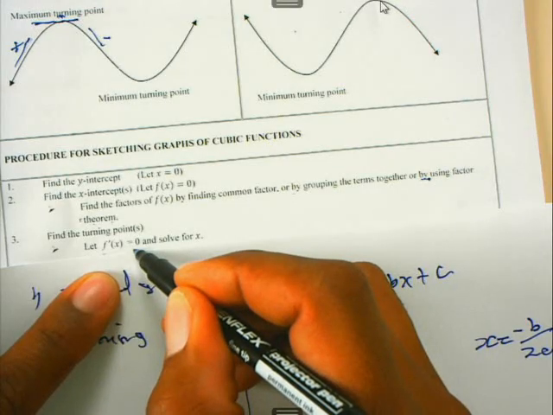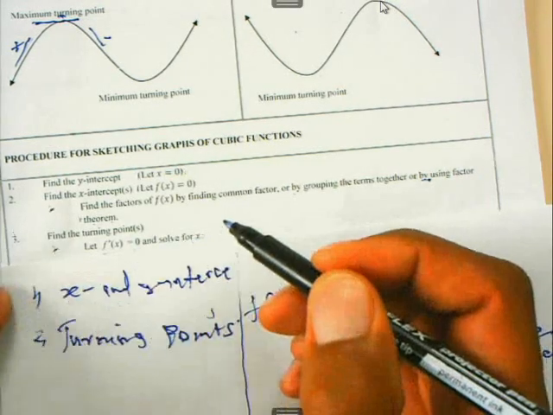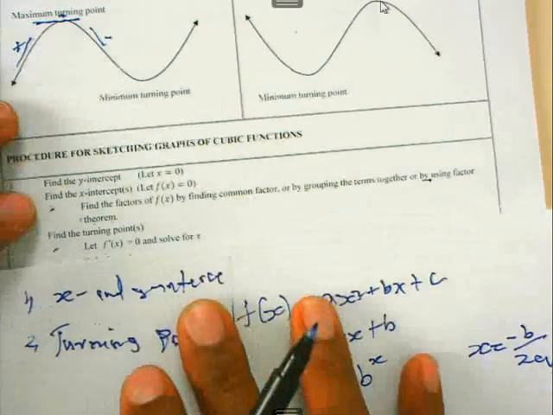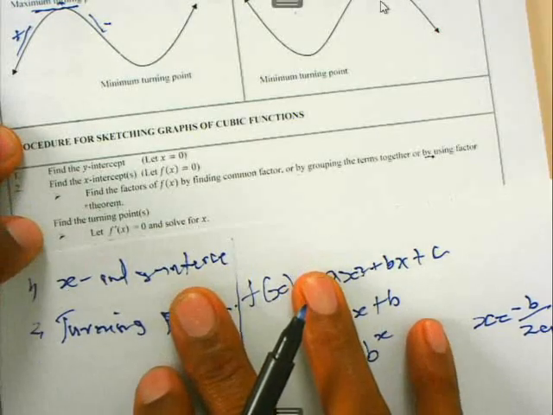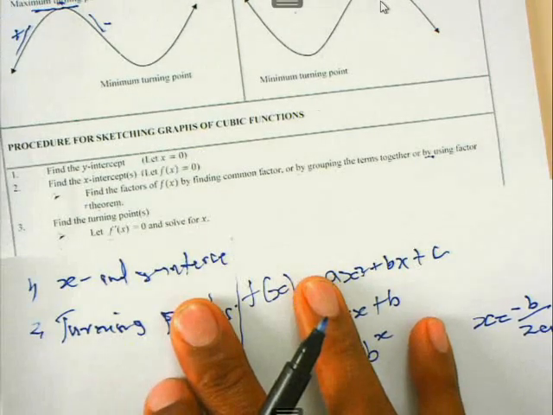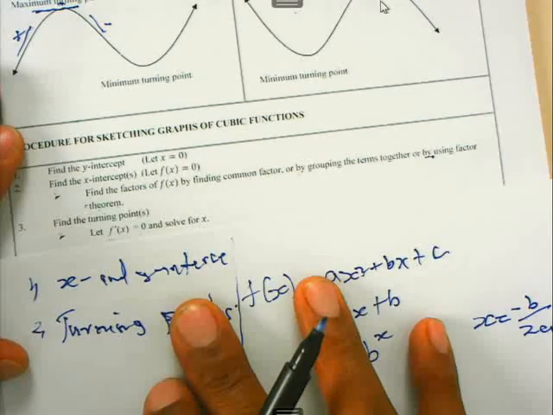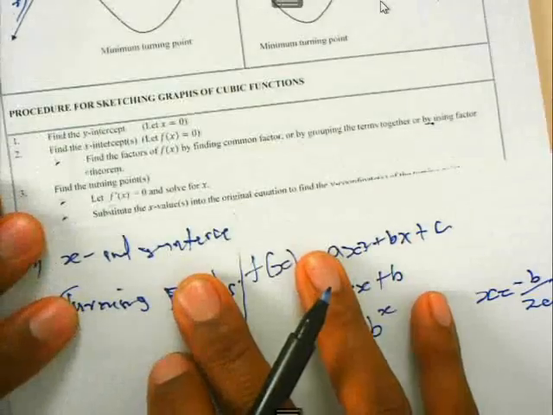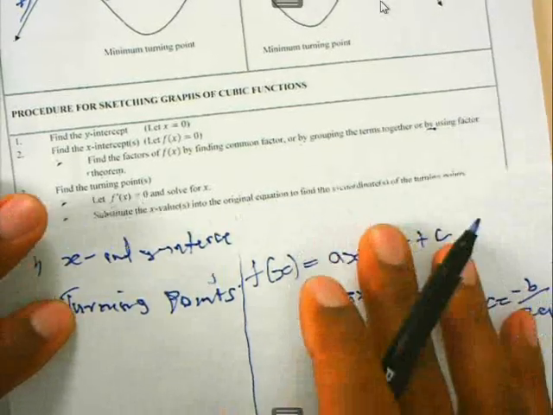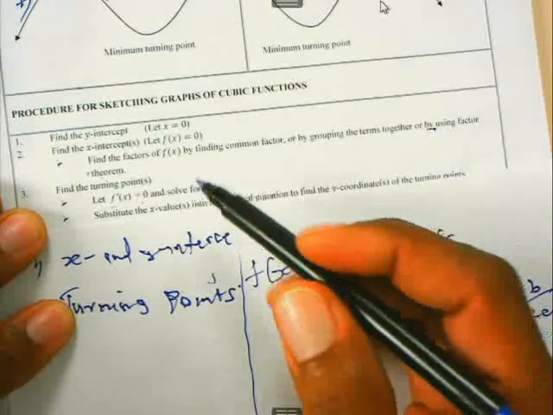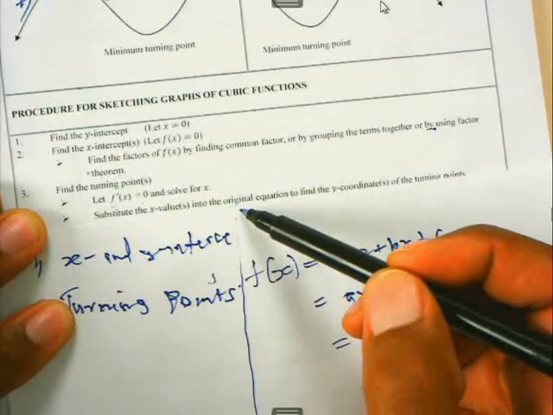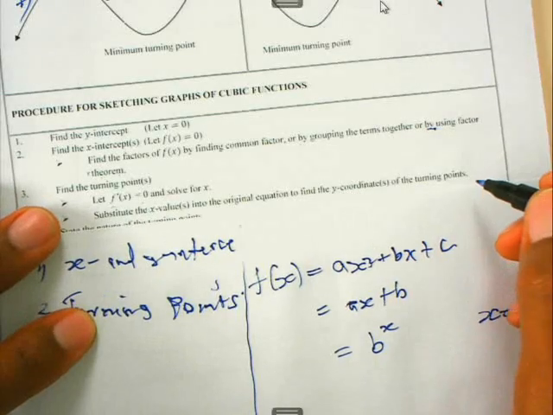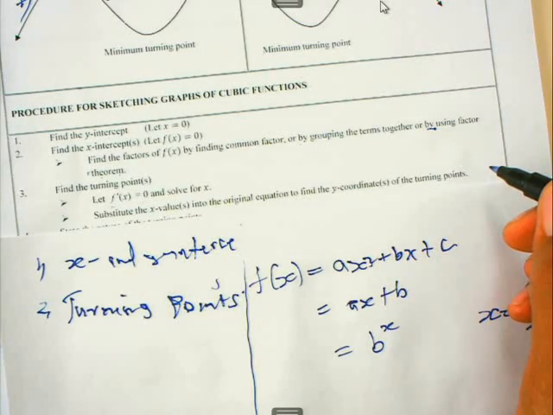Now, once you have let the derivative be 0, you can solve for x. Of course, you will have the values of x. x is equal to this and x is equal to that. There will be only 2 x values there. Once you have the x values, what are you going to do with them? You substitute the x values into the original equation. It's very important. Substitute the x values into the original equation to find the y coordinates of the turning points, right?